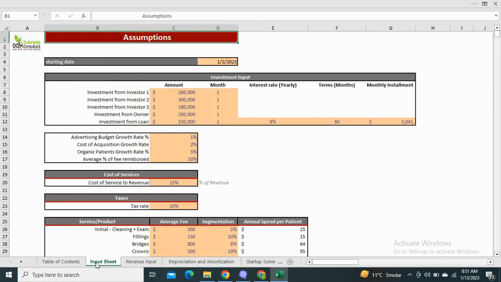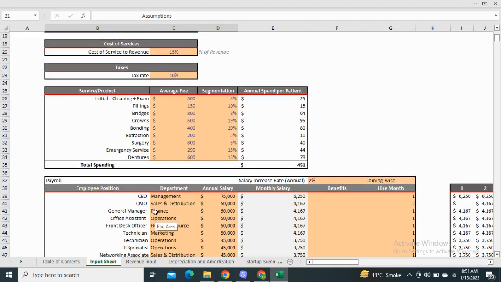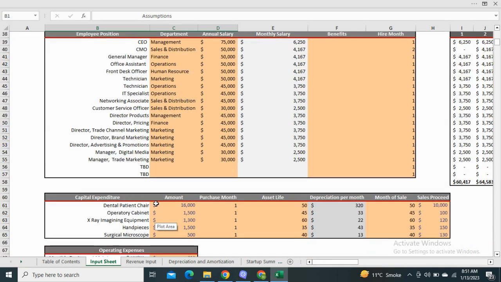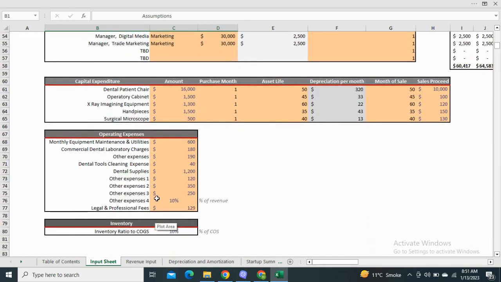So starting with the input sheet, it contains the assumptions for the cost, capital structure, and the services provided by the dental clinic, such as initial cleaning, fillings, bridges, crowns, bonding, and others. It also includes the payroll assumptions, operating expenses, and inventory assumptions.